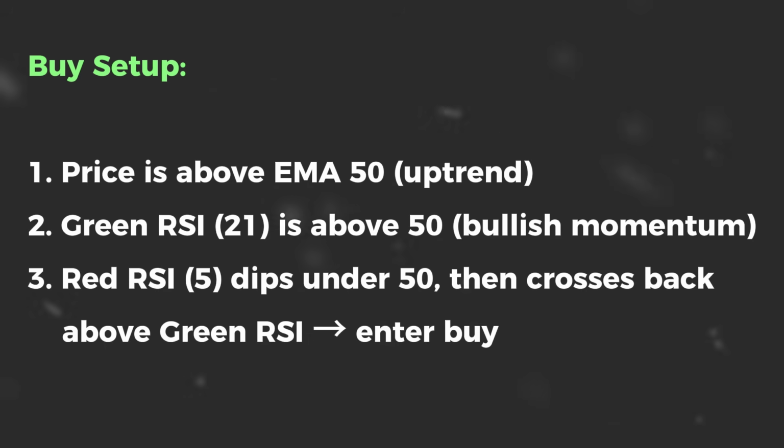Finally, watch the red RSI with a 5 period setting. When it dips below 50 during a pullback and then crosses back above the green RSI, while the green RSI stays above 50, that's your buy entry signal.